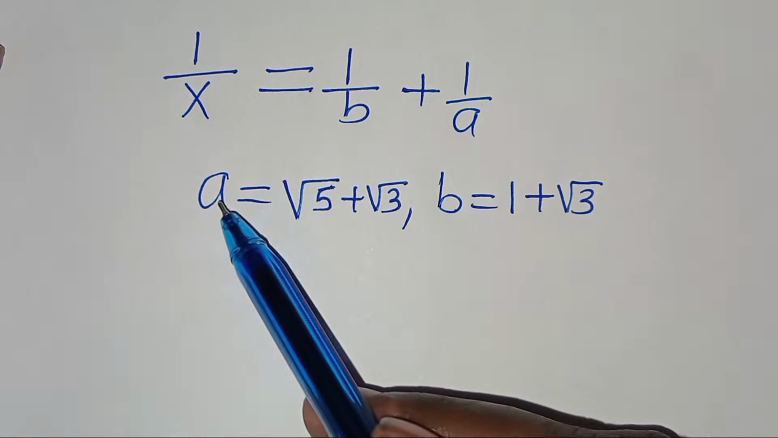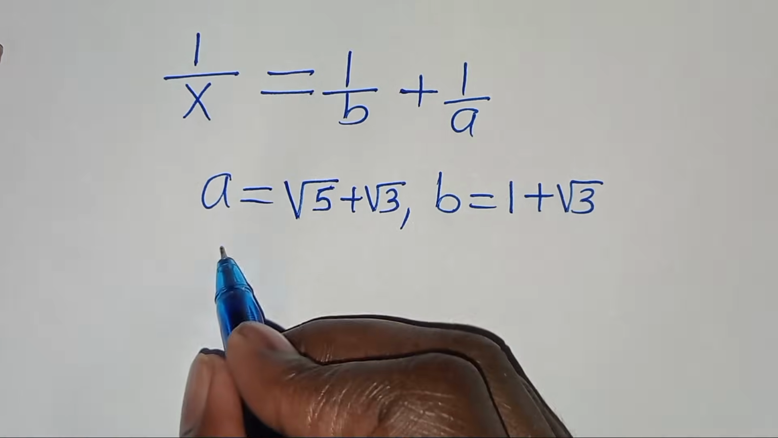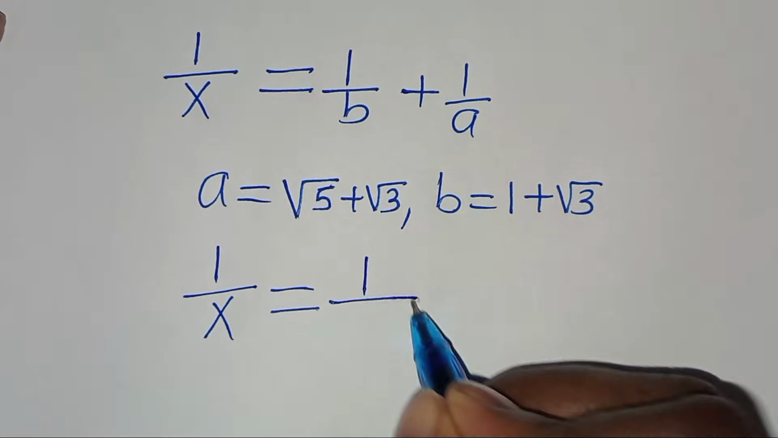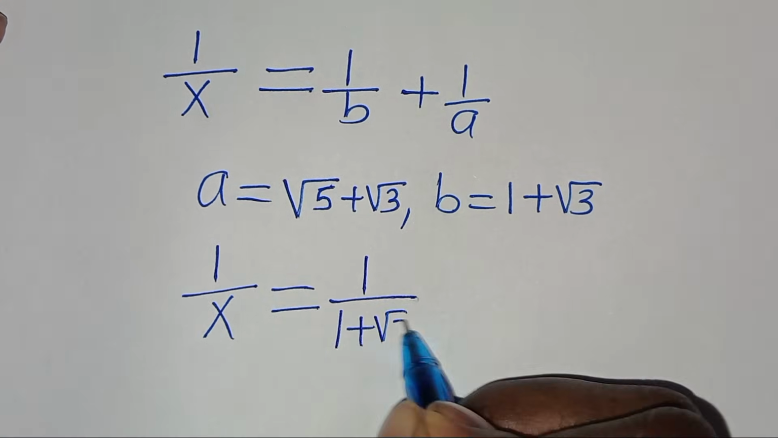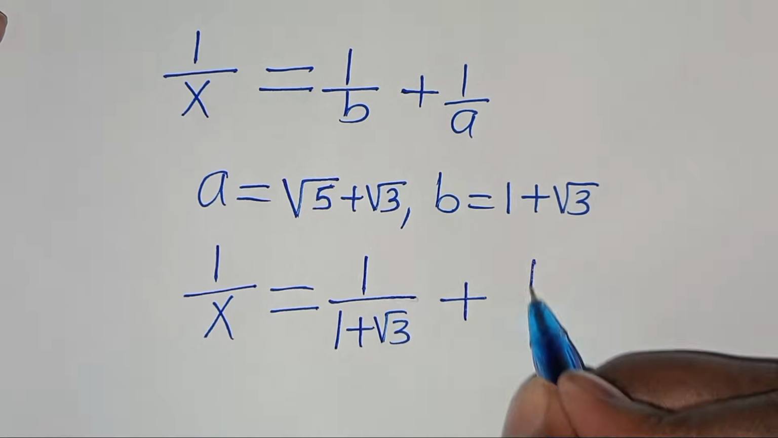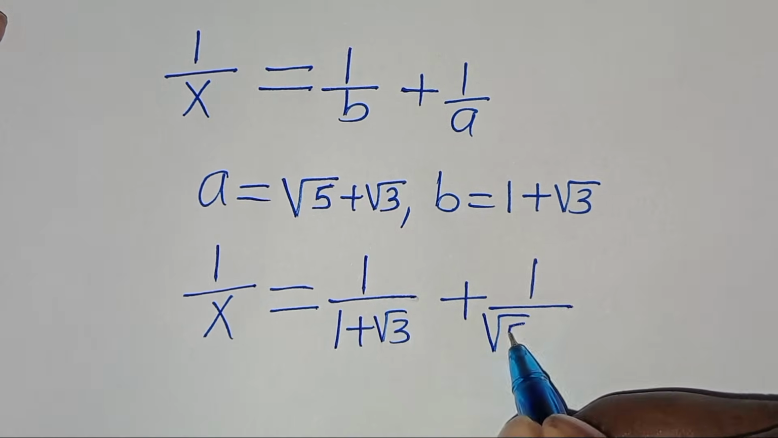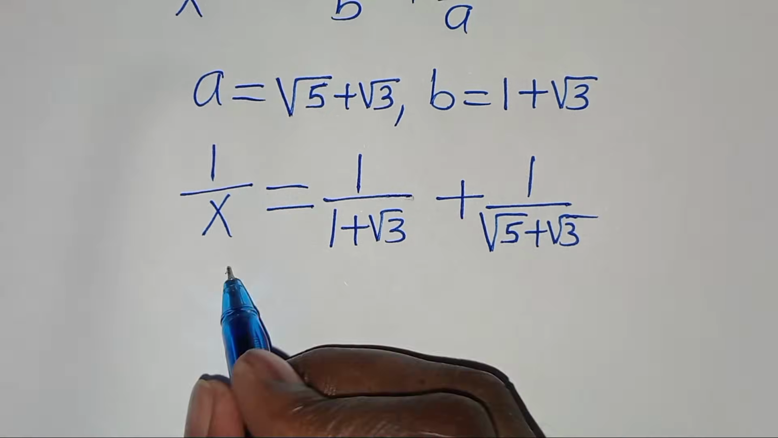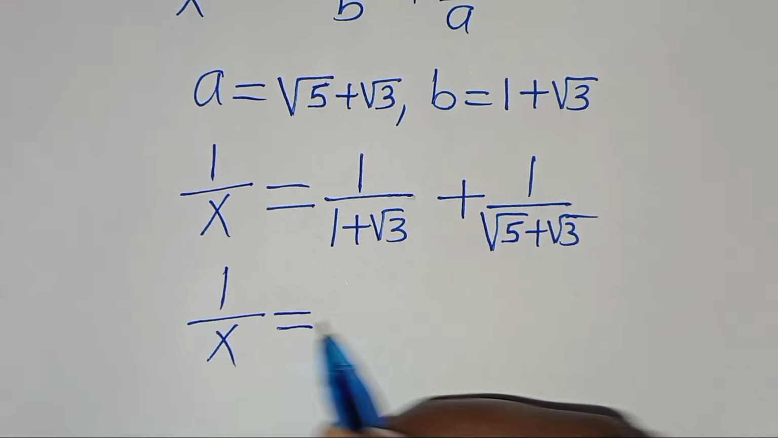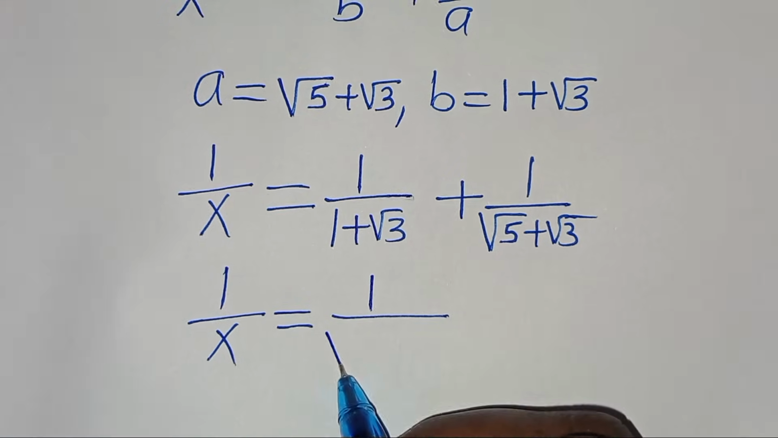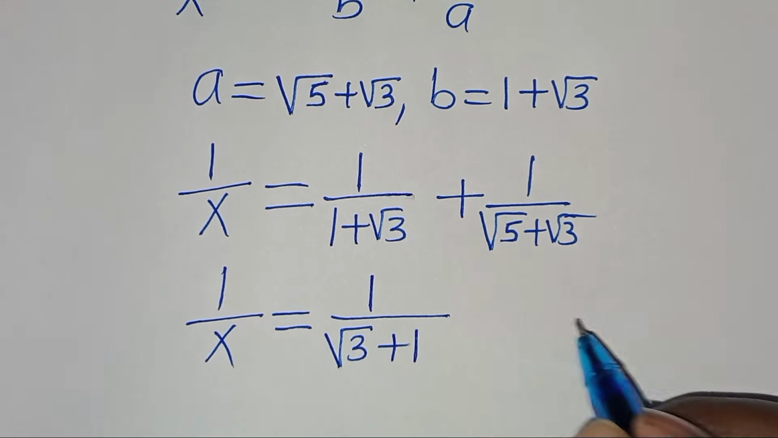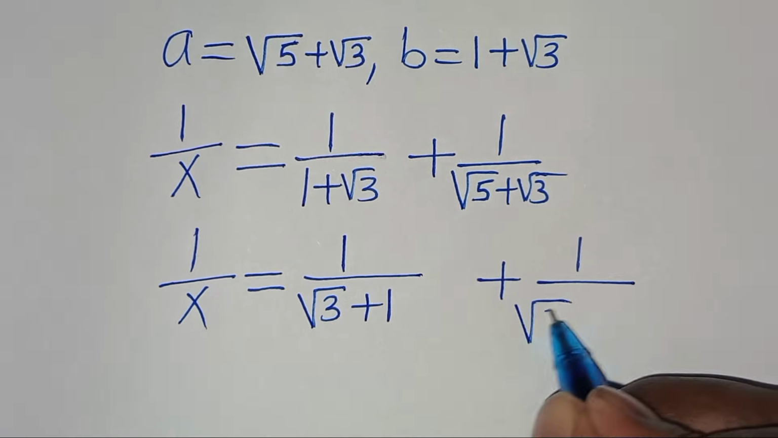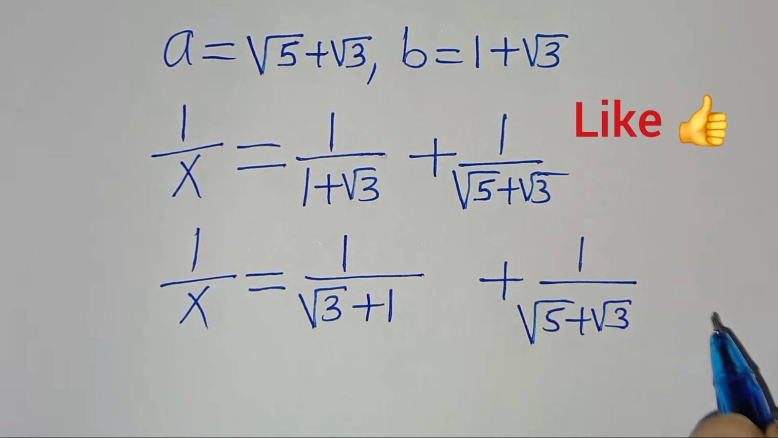Now let's substitute the values of a and b so that we have 1 over x is equal to 1 over 1 plus square root of 3, then plus 1 over square root of 5 plus square root of 3, which we can express as 1 over x is equal to 1 over square root of 3 plus 1, then plus 1 over square root of 5 plus square root of 3.